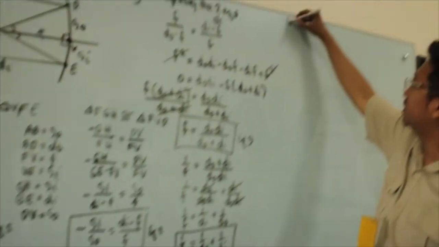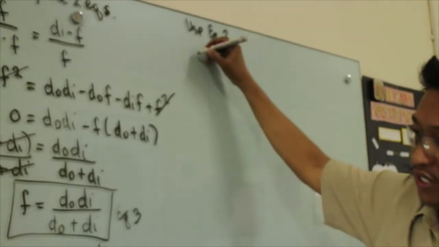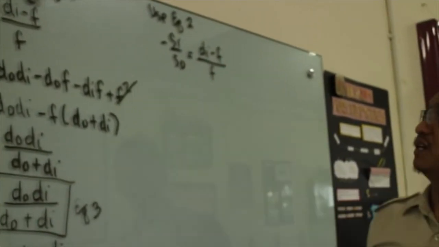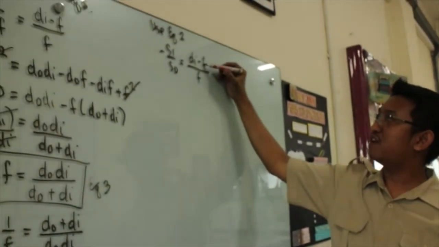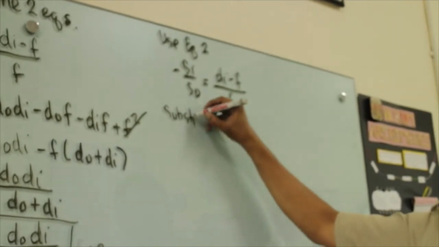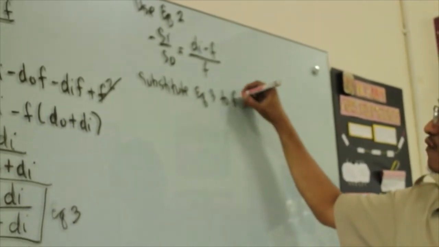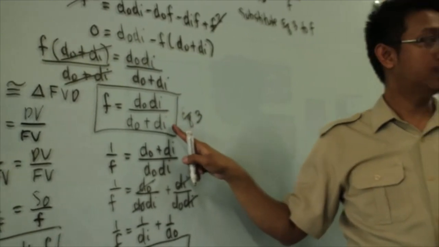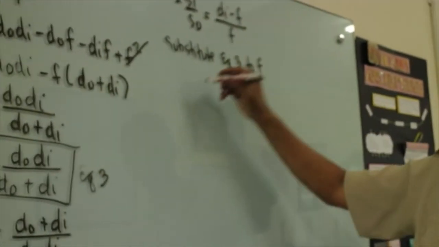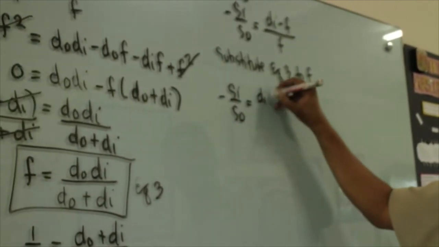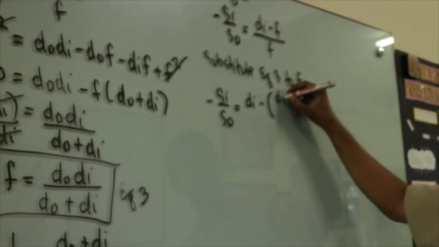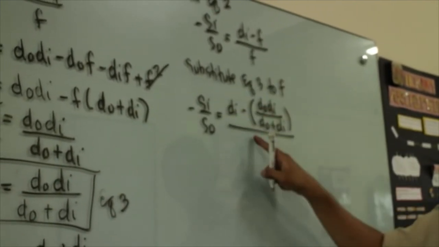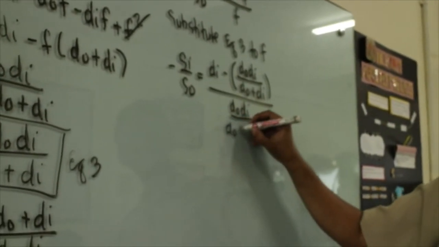So let's use equation 2, wherein we have negative SI over SO equals DI minus F over F. Next, we have F here, so what we do is we substitute equation 3 for F. What is our equation 3 a while ago? F is DO DI over DO plus DI. So let's substitute them here. Then we have negative SI over SO equals DI minus the quantity DO DI over DO plus DI, all over DO DI over DO plus DI.